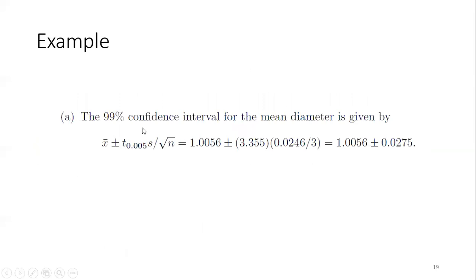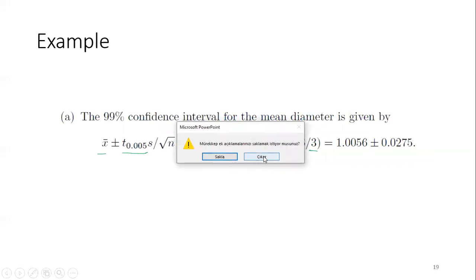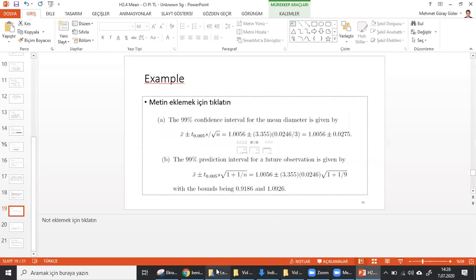So the 99% confidence interval is X bar plus minus T sub 0.005 times S divided by root n. X bar is this. So I just plug in the values. This is S, and this is the square root of n, which is 3, and this is T sub 0.005 from the table. So let's see T 0.005. Just look at it from the table. Let me just open it.